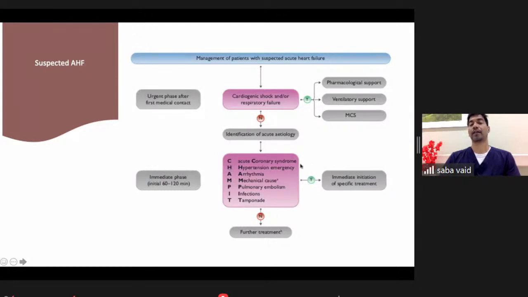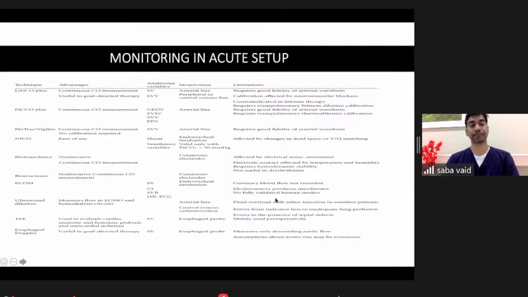So look for acute coronary syndrome, look for a hypertensive emergency, look for arrhythmia, try to do a rate control, rhythm control. It can be as simple as an AF, which once treated, the heart returns back to its normal track. Look for mechanical causes like tamponade or valvular problems. Look for pulmonary embolism. Look for nasty infections which can affect the heart, myocarditis, things like that. So technically, you're looking for a cause. That's the most important treatment.